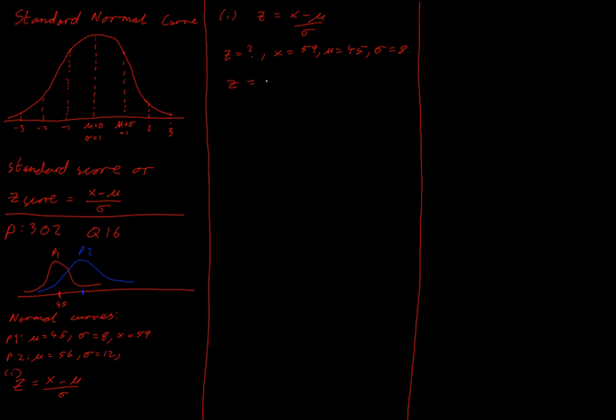Z is equal to 59 minus 45 all over 8. I put that into my calculator and I get 7 over 4. And in this particular case, because you're going to be using your Z-scores with your log tables next day, I want you to always write your Z-scores as decimals, not as fractions. So this is one of the rare cases where you don't really have an option.